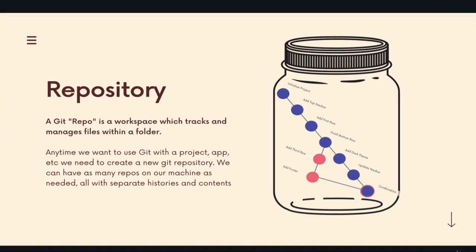I have to create repositories. So anytime I want to use Git for, let's say I'm writing a new symphony or a novel, or I'm working on a freelance web development project, or whatever it is, I need to tell Git to create a new repository. So it's just a Git workspace with its own history. So every Git repo has its own history. They're not linked, they're not connected in any way. There are these like little encapsulated bubbles. That's why I have this jar on the right with some Git history inside of it. So we can have as many repos as needed, all with separate histories and contents on our machine.